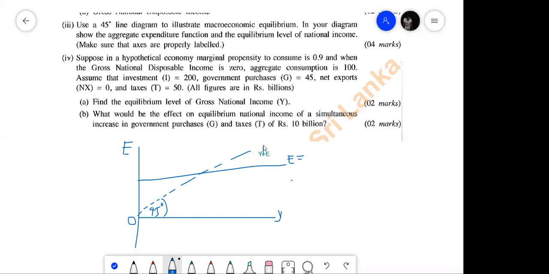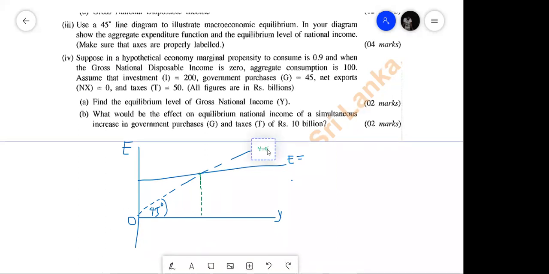And they're asking you for equilibrium. You can't stop there. So mark equilibrium. Say that this is the point of equilibrium. In your diagram, show the aggregate expenditure and the equilibrium level of national income. So that is basically it. Can you just check the answer if they have marked anything else? If I'm not mistaken, that should be it.